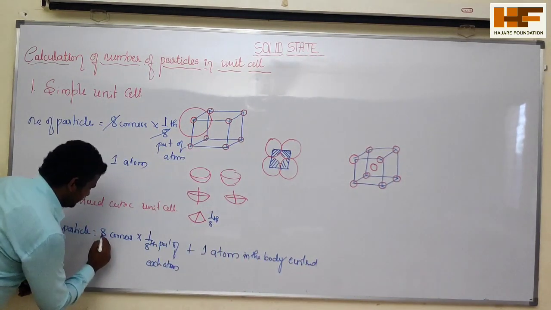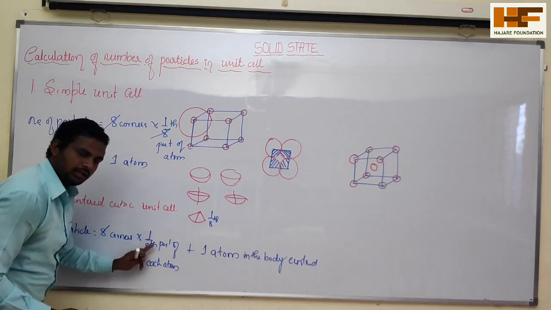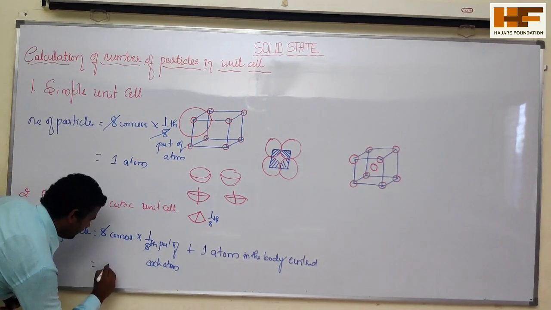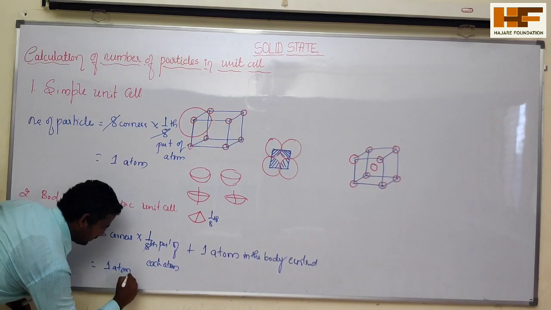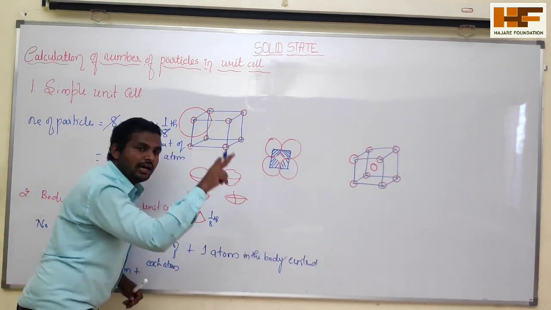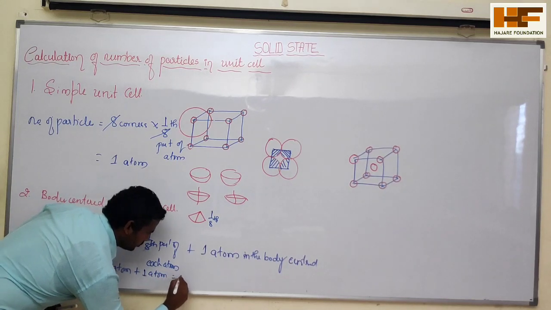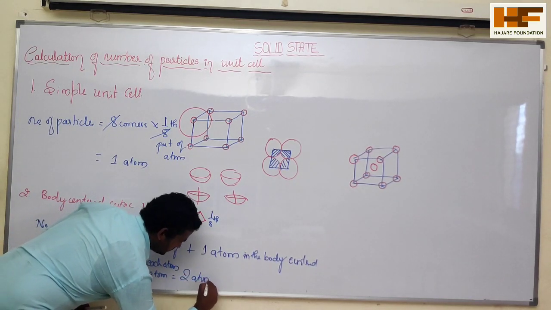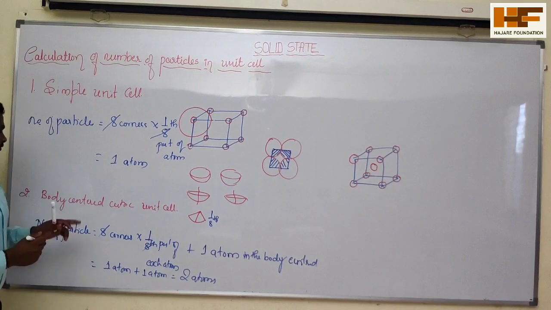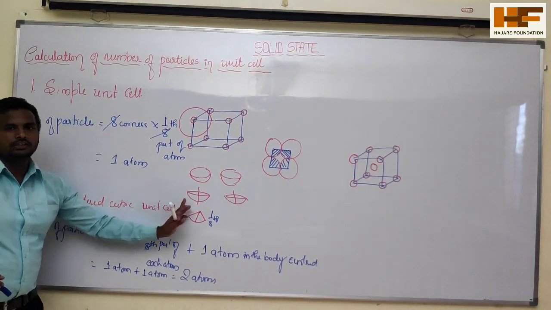So hence this 1 by 8 into 8 part means what? We will get one atom, plus at the center we are having one complete atom, so that will be one atom. So totally 2 atoms are present in the body centered cubic unit cell.